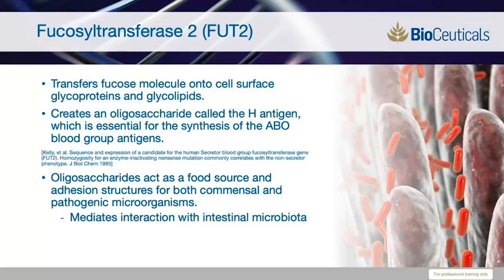One of these oligosaccharides is involved in producing the H antigen. This is essential to synthesize our ABO blood type antigens. These oligosaccharides also act as a food source and adhesion structures so that bacteria can stick on the cell surface in the gut lining, and this affects the intestinal microbiota. So FUT2 does impact a lot on gut health and the immune system, but we will focus on that part when we get to the immune module. What we're going to focus on here is the association with B12.